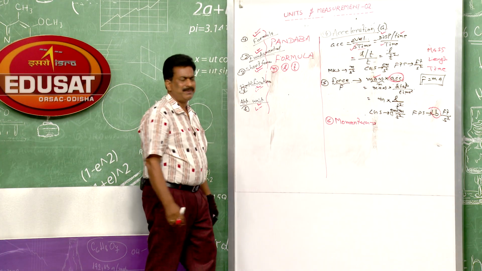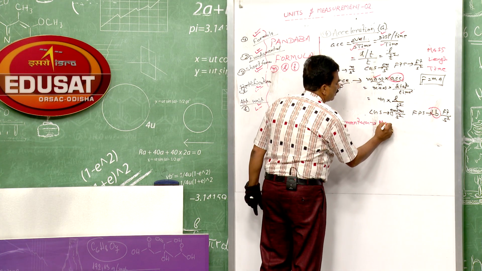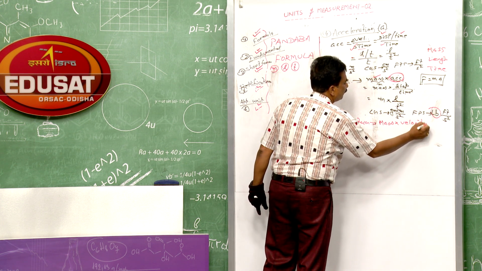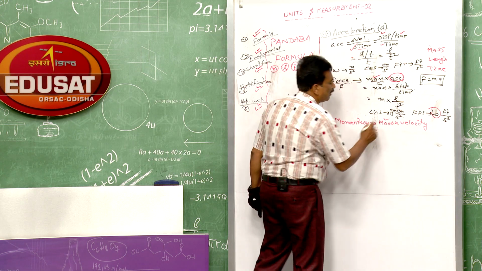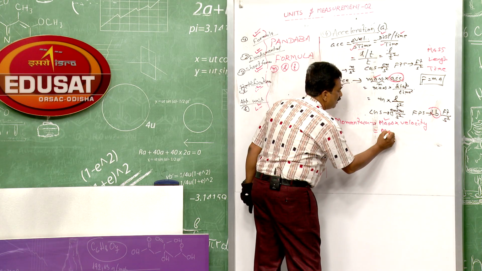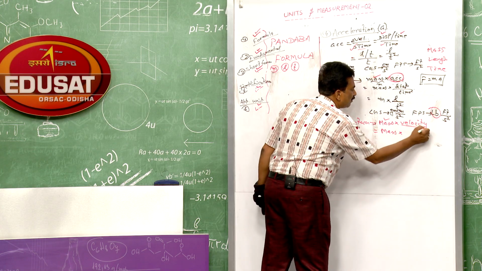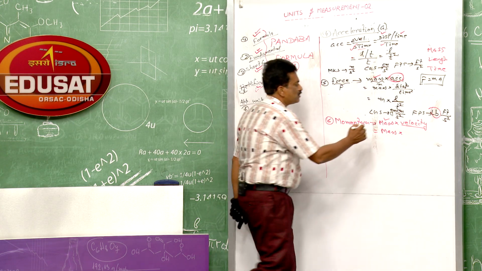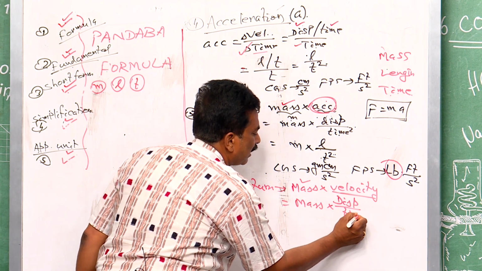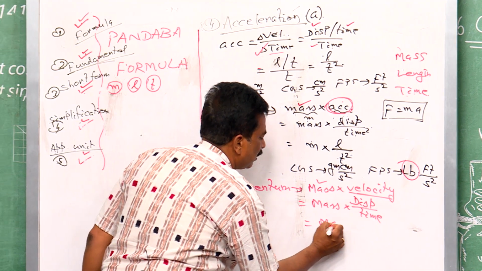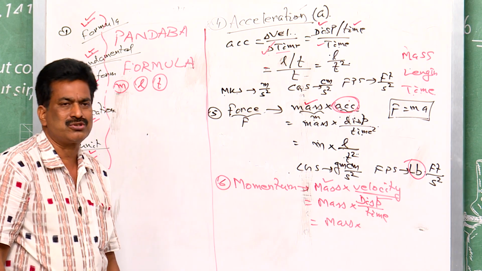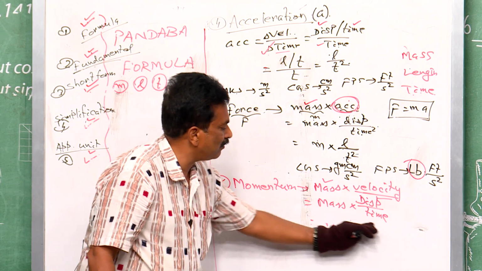So what is the first step? That is the formula. Formula means the mass into velocity, that is the momentum. So the mass is fundamental, but the velocity is not fundamental. Therefore, this velocity has to be converted into the fundamental. When velocity is converted into fundamental, that is the displacement by the time. So that is equal to the mass into displacement, which is fundamental, and time is also fundamental. So everything is in the fundamental.